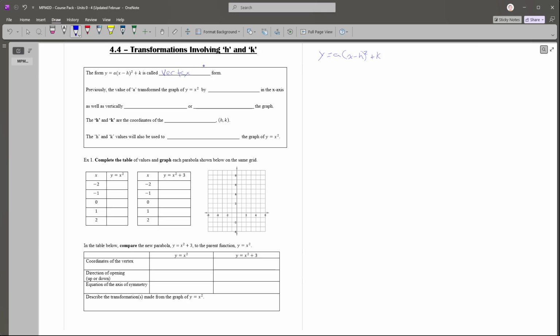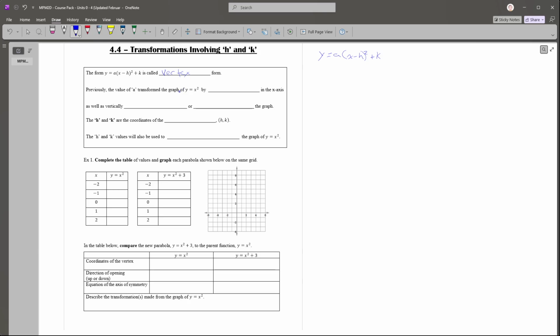That's the idea. Now, last lesson, in 4.3, we learned what the a value represented. We started off by introducing you to the parent relation, which is the simplest form of a parabola, the simplest form of a quadratic relation, y is equal to x squared. And when we graphed that, we saw that it very neatly balanced around the y-axis, and all the y components grew at an exponential basis. There was no weirdness going on. It was just a simple curve.